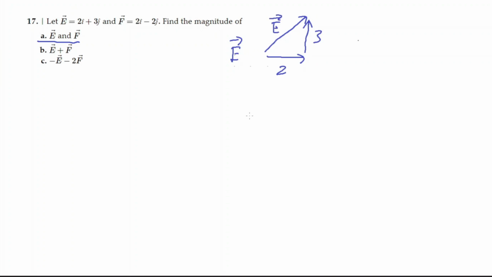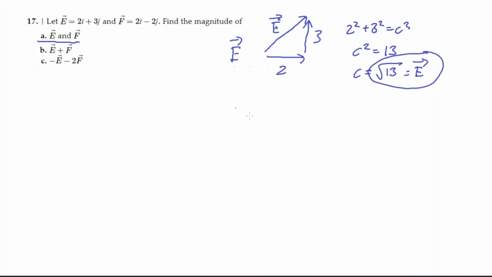And now the magnitude of our e vector is going to be 2 squared plus 3 squared equals c squared, in which that's going to be 4 plus 9, which is going to be c squared is going to be equal to 13. So c is going to be equal to square root of 13, which is also equal to the magnitude of the e vector.